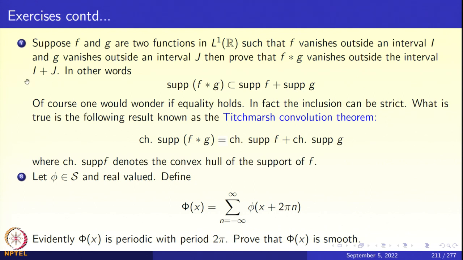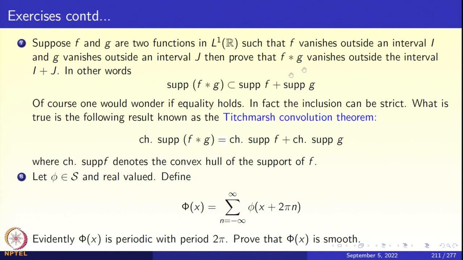Remember, I and J are intervals in the real line. So what does the symbol I plus J mean? It means the set of all points x plus y, where x is picked from I and y is picked from J. Set of all points x plus y, such that x is in I and y is in J, that is I plus J.